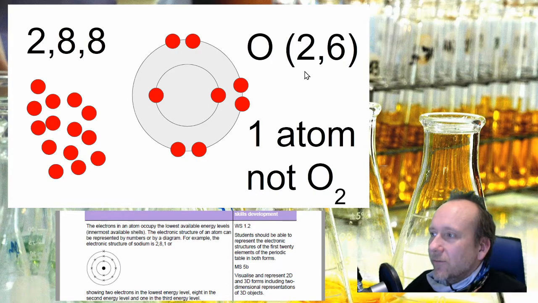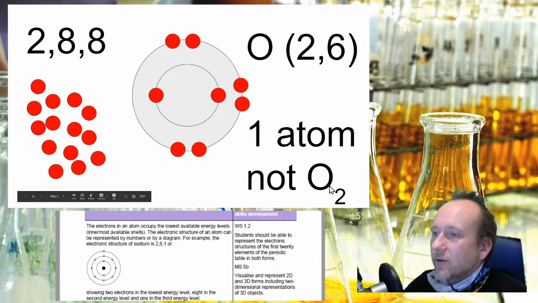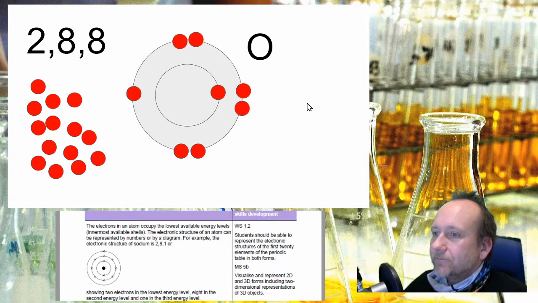Oxygen, the electronic configuration is 2,6. So you've got 2 electrons in the first shell and then 6 electrons on the outer shell. There's a reason why I've paired them up. Please note that this is one atom of oxygen, it's not O2. We'll come to that when we do covalent bonding. Okay, let's start with the atoms that have been drawn wrongly.